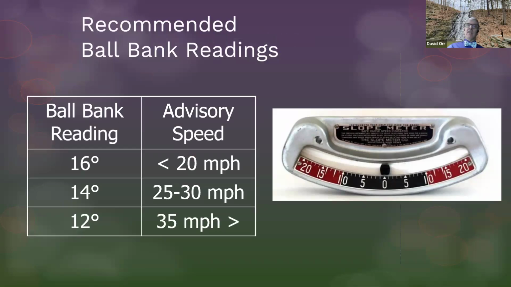If you're driving at 20 miles an hour or less, say in an urban area, you can go up to 16. You still got plenty of friction in the tires. 25 to 30 miles an hour, you can go all the way up to 14. Most of our roads we're going to be driving are going to be higher speed. So in that particular case, we're going to have a limit of 12.